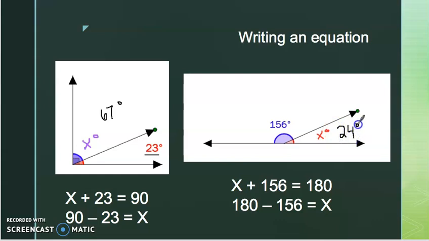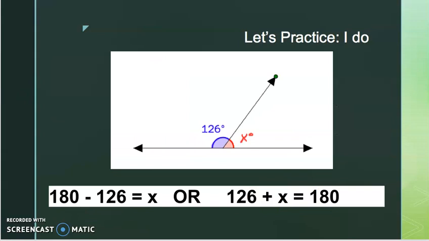Write that right here. And again, I used what I knew. I knew that the whole is 180, and then I knew that this was 156, and that helped me solve for my 24 degrees. Let's do a couple practice problems together.